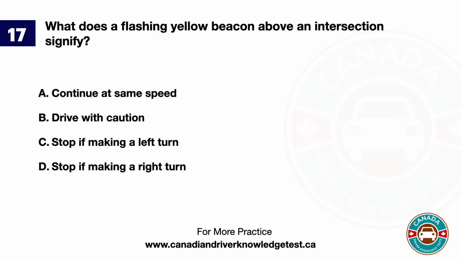Question 17. What does a flashing yellow beacon above an intersection signify? A. Continue at same speed. B. Drive with caution. C. Stop if making a left turn. D. Stop if making a right turn. The answer is B. Drive with caution.